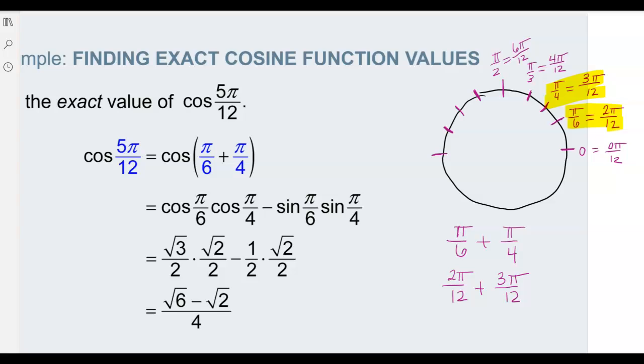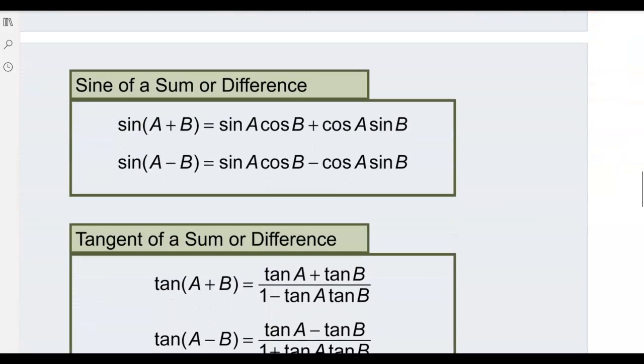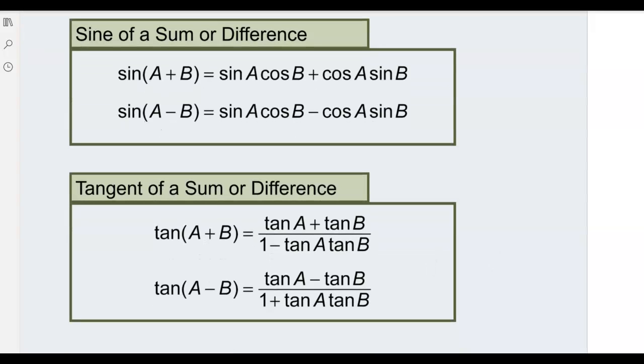I think the most challenging part of doing these problems is figuring out what two angles you can combine together to get to the desired angle. We also have formulas for the sine and for the tangent. You will find all of these formulas in the formula sheet that I have posted on Canvas. And these next set of examples are just using these different formulas, but following the same process that we did for the cosine.